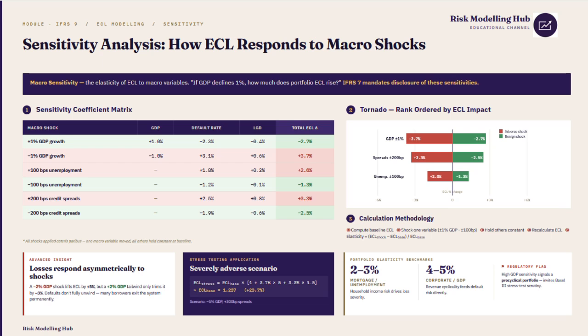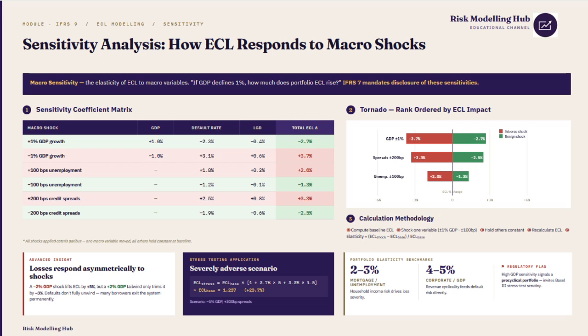Basically, all we are doing is visualizing the sensitivity: how a 1% move or a basis point change, in plus and minus, impacts the ECL, and those are the various ways that we have done it, right? So sensitivity analysis isn't just optional, it's your proof that the model is forward looking, that you understand how economic shocks transmit into credit losses. Regulators will ask for it.